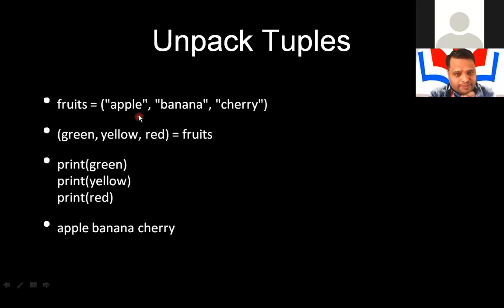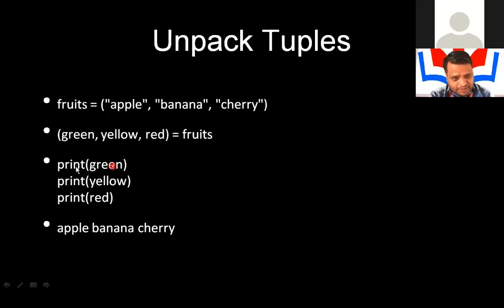Unpack means: we already have apple, banana, and cherry, all three elements present in fruits. So I will be unpacking it. Here you can notice, I will be giving other names: green, yellow, and red equal to whatever the tuple name is. Here I have specified fruits, so I will specify fruits itself.